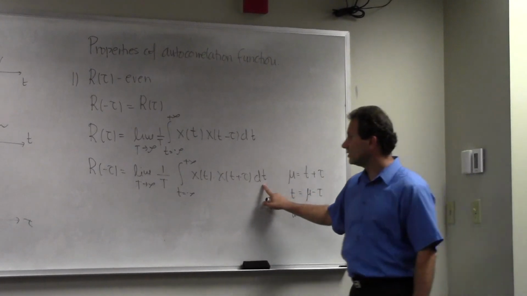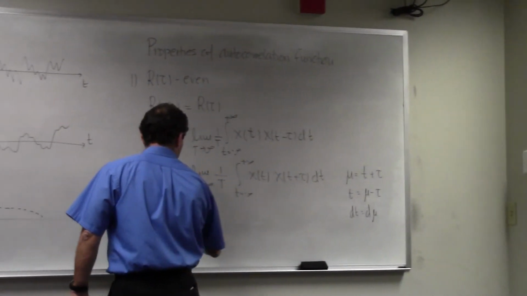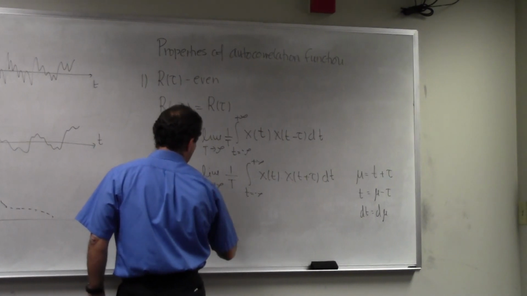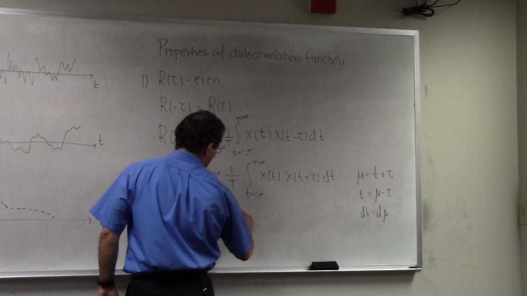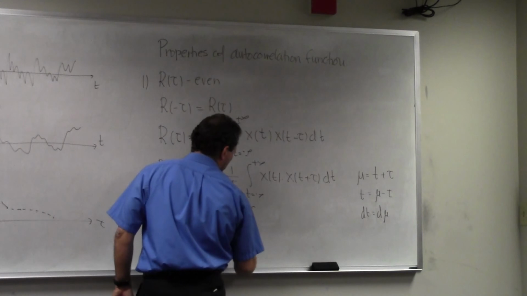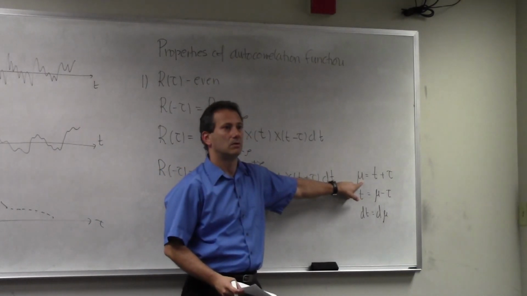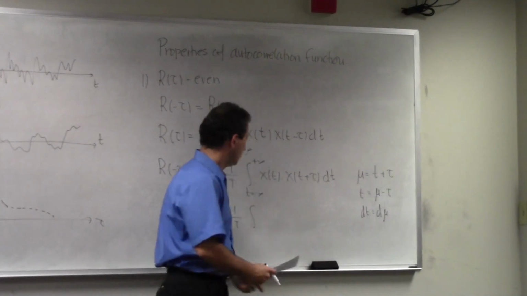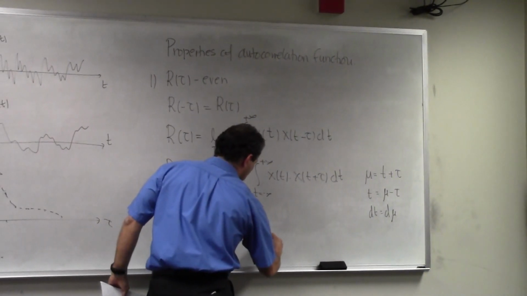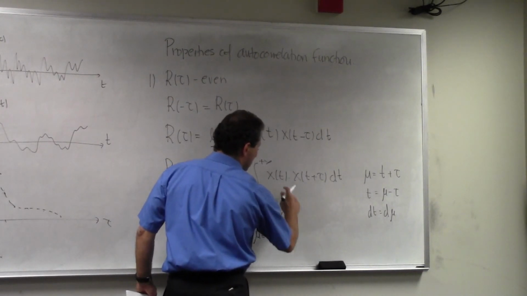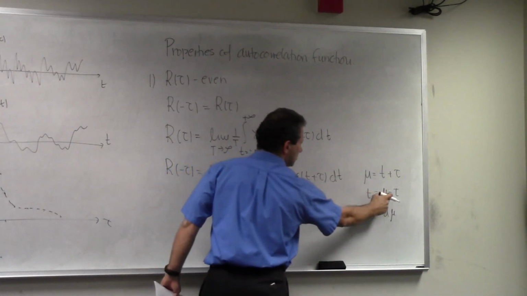So I can transform this integral into the limit as T goes to infinity of 1 over T, integral. Now, when t is at minus infinity, where is mu? Minus infinity. So mu goes from minus infinity to plus infinity. X of, instead of t, this is mu minus tau.